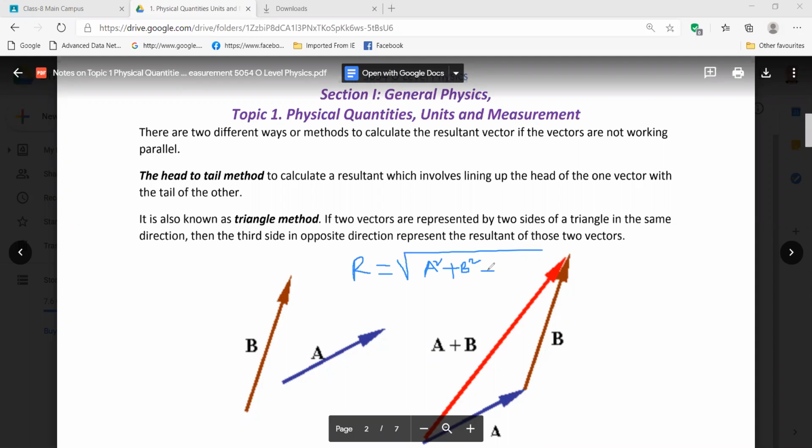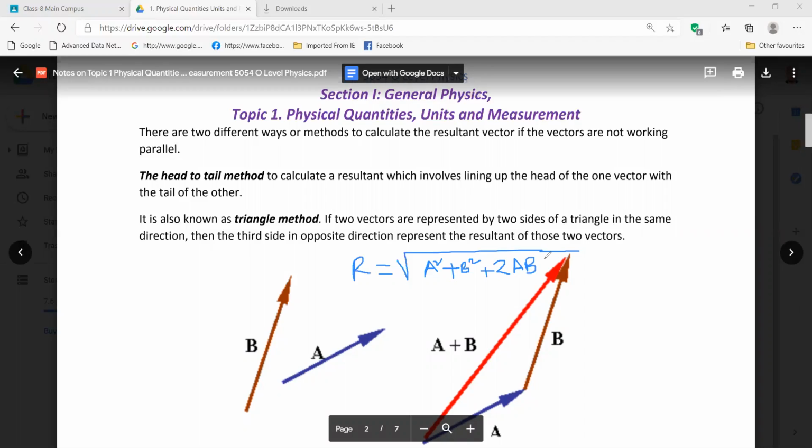R is the resultant. We call it resultant. This is the formula for the vector sum, vector calculations. Sir, will we write it? No, you do not need to write it. We will not apply it in your exams. Okay, just for informing you.